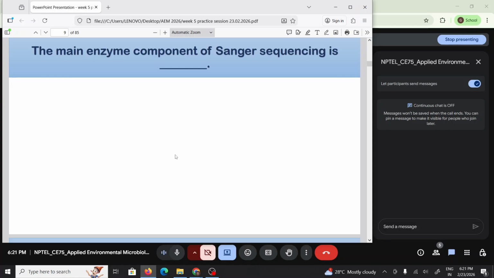Next question, again based on Sanger sequencing. There are a lot of questions based on Sanger sequencing because it was one of the first used sequencing methods, so it's very basic. If you are clear about how the sequencing works, then it will be easy for you to understand the other, more advanced sequencing techniques.